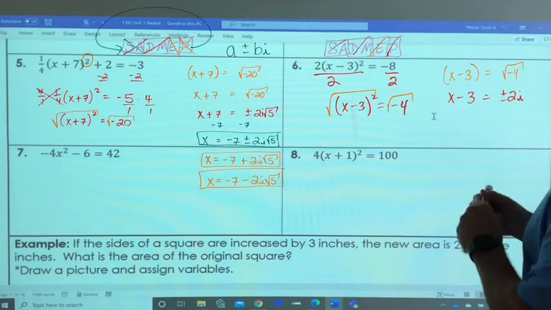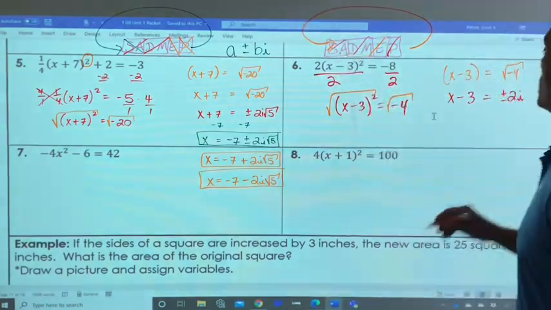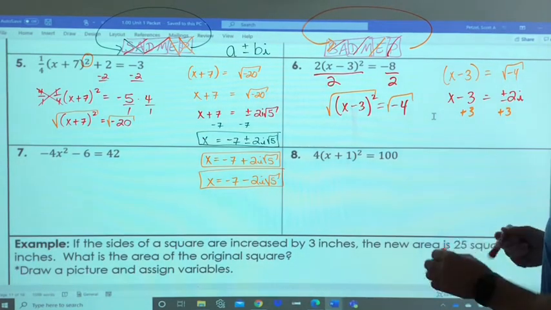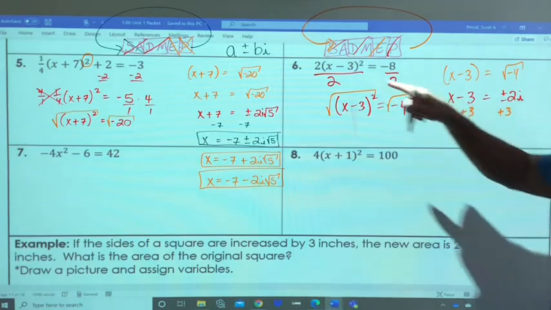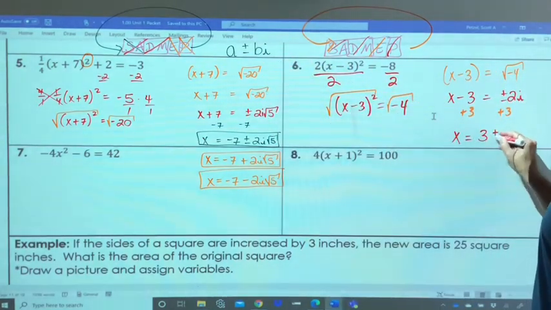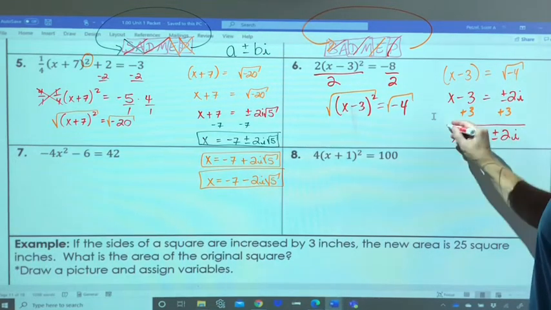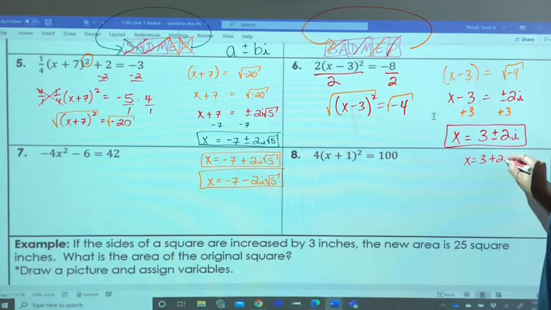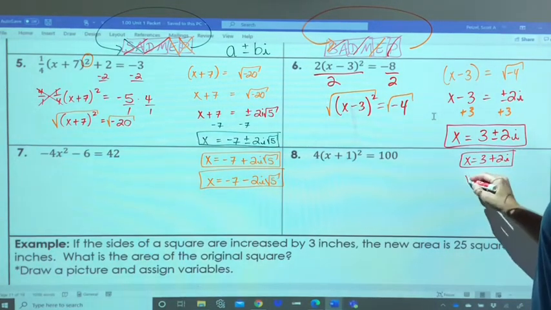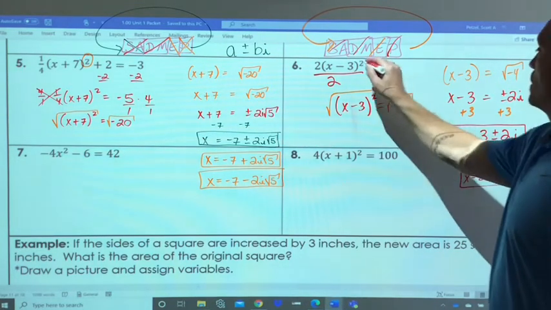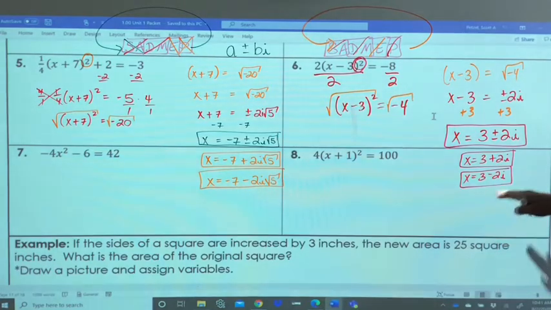Then I got to loop back around again, add 3. Remembering that this 2i is my bi portion. So I have x equals 3 plus or minus 2i. X equals 3 plus 2i. X equals 3 minus 2i. Two solutions. Those are the two.